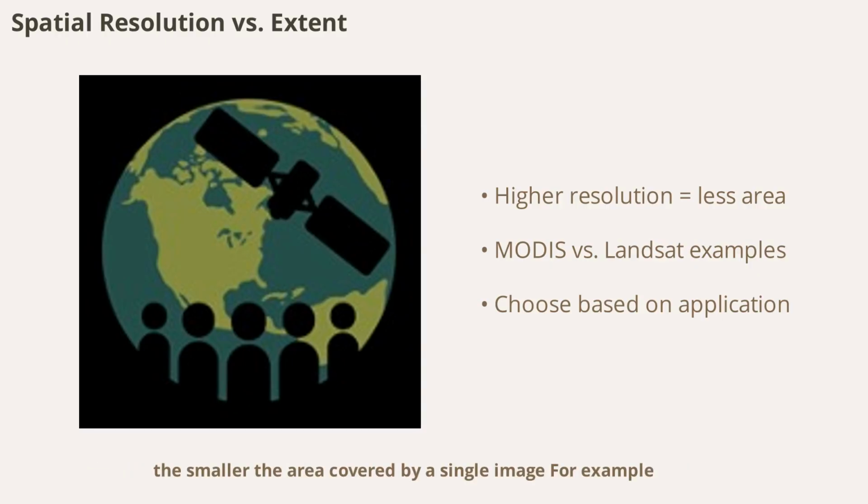For example, MODIS sensors cover large areas with lower resolution, while Landsat OLI captures smaller areas in greater detail. Choosing the right balance depends on the application, whether you need broad coverage or fine detail for your analysis.